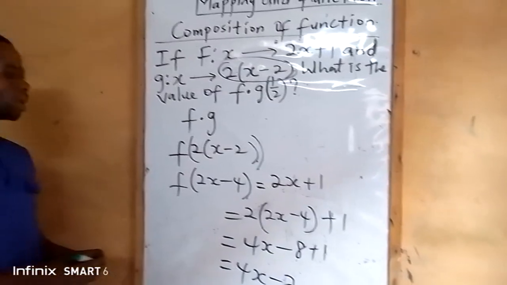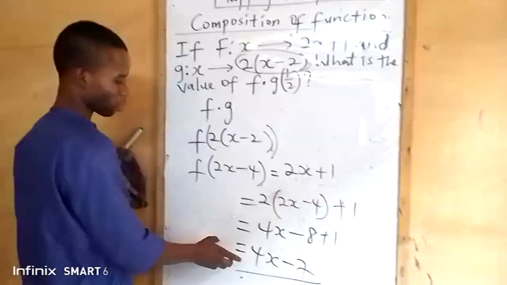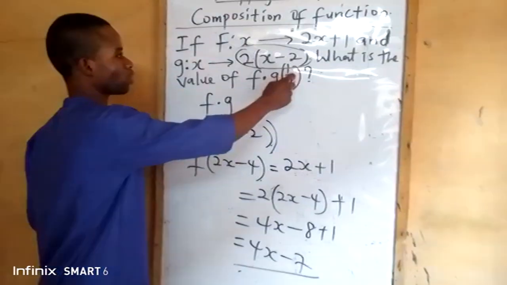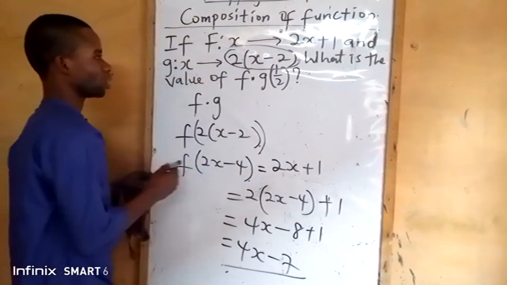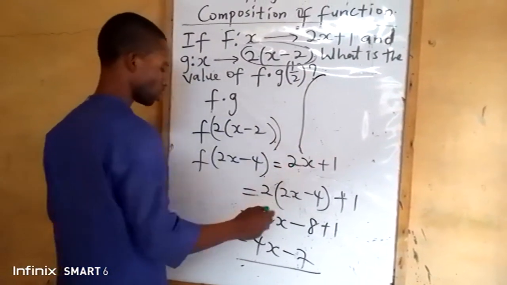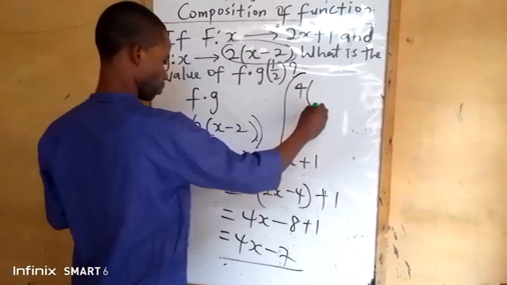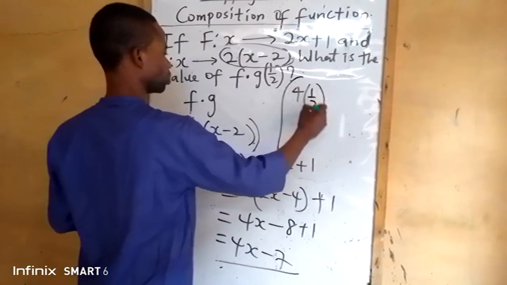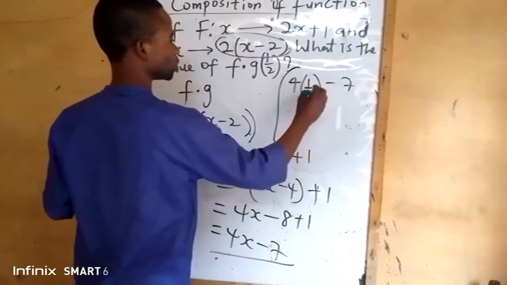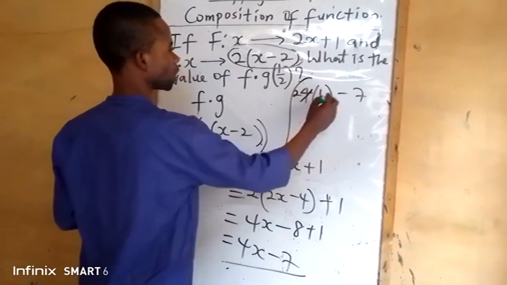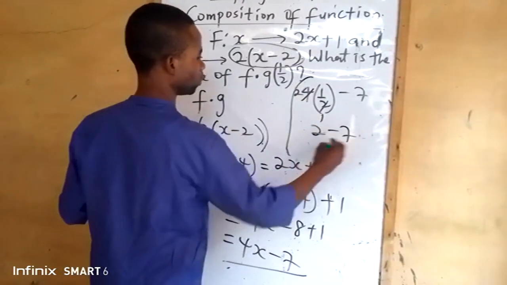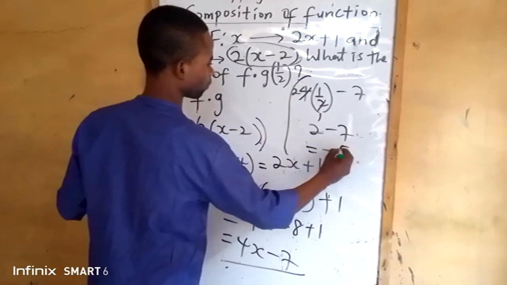Now let's take a look. Now we have done it, but they ask us to substitute 1 over 2 in our answer. So that means our answer is going to be 4 open bracket 1 over 2 close bracket minus 7. 2 here 1, 2 here 2. That is 2 minus 7, that is minus 5.